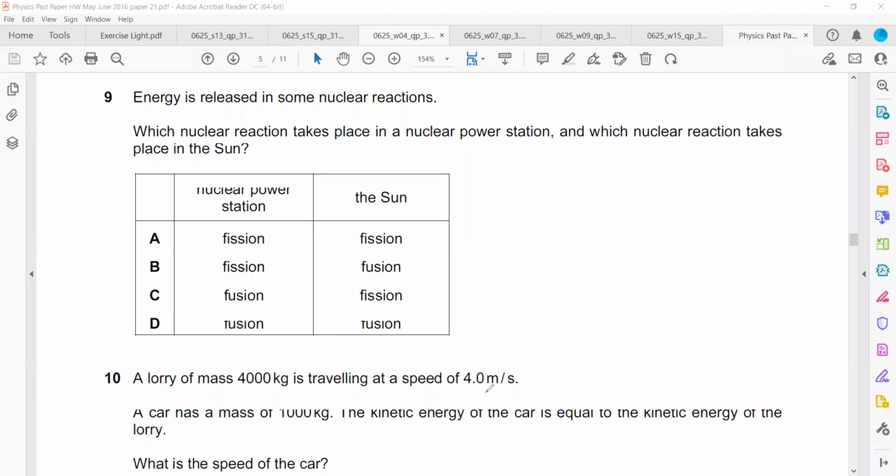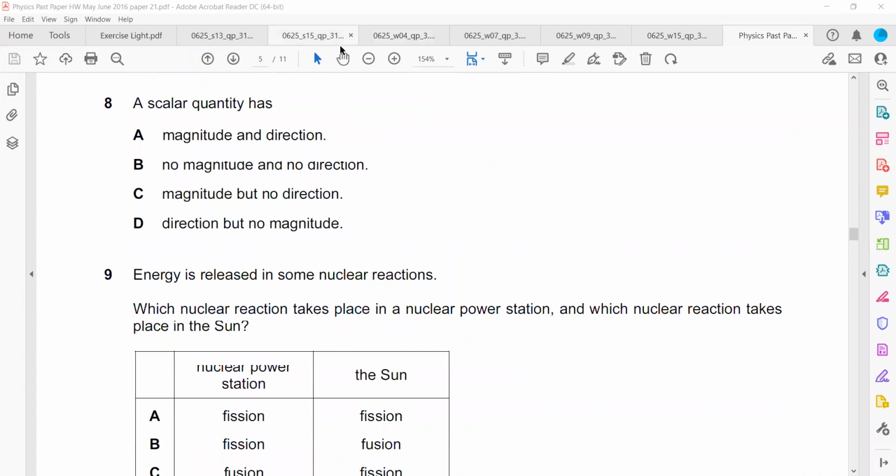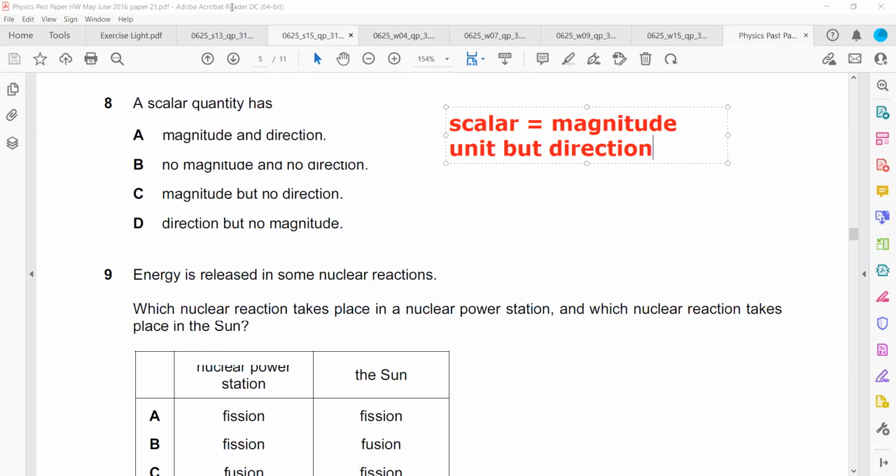Question 8 is just a definition of a scalar and vector. So remember, for scalar quantities, any quantity which is having a magnitude, unit, but no direction, that is called a scalar quantity. For example, if I say today's temperature is 9 degrees centigrade, what is 9? This number 9 is called a value or the magnitude.